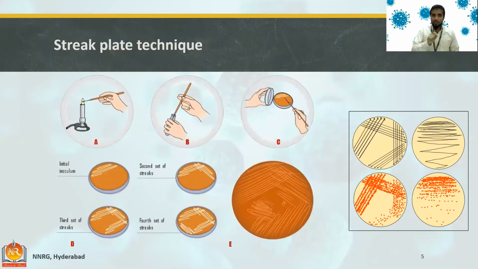streaks will be drawn. You can see the images here. Initial inoculum. Streaks will be drawn first in this way, and the next one in this way, and next in this way, and this way. So there are four different streaks or four different corners of the streaks. During this process, the person should be very careful that he does not destroy the solidified medium. It should not be disturbed.